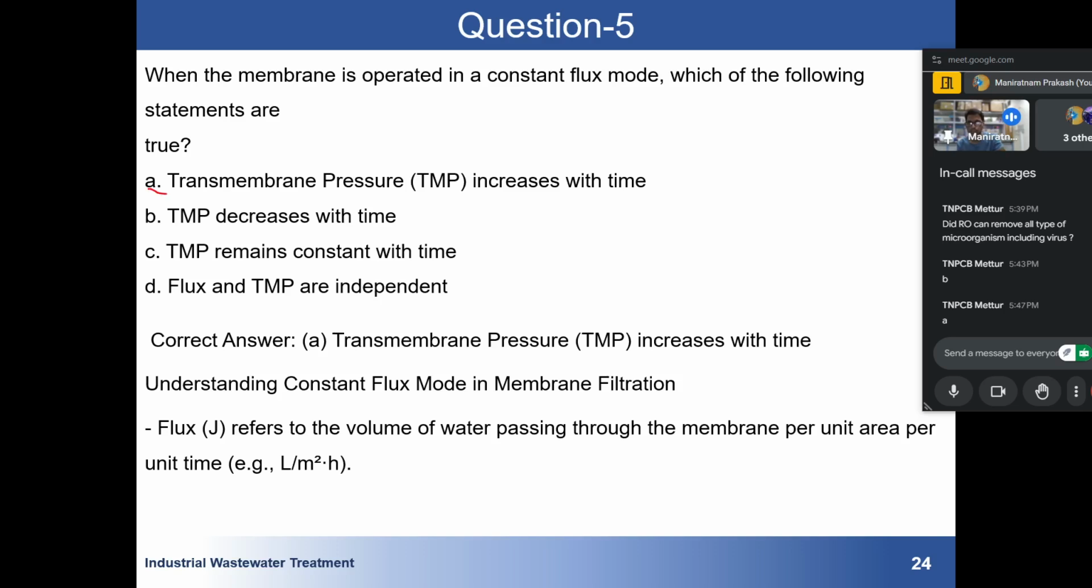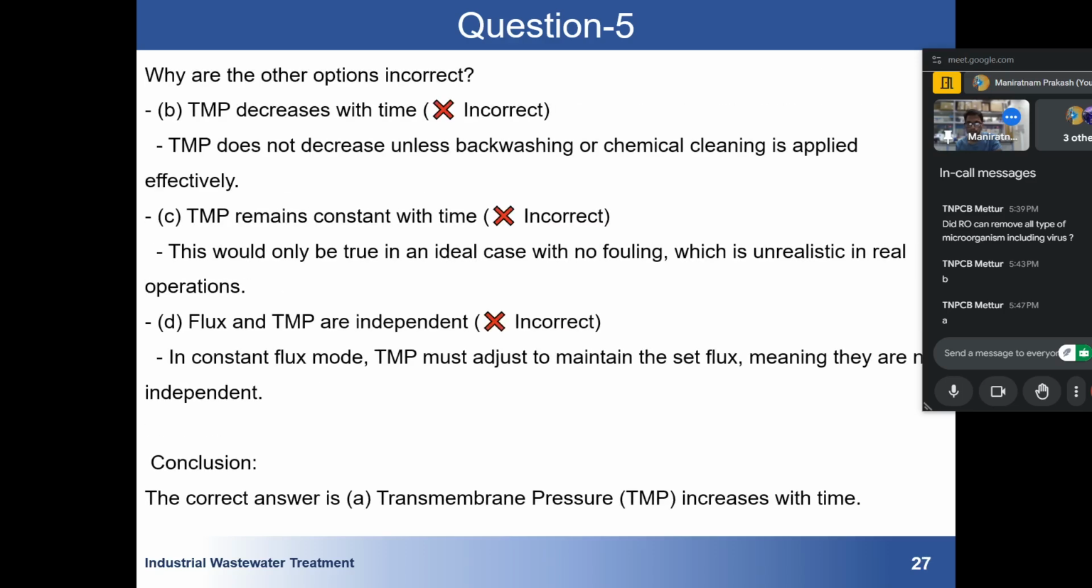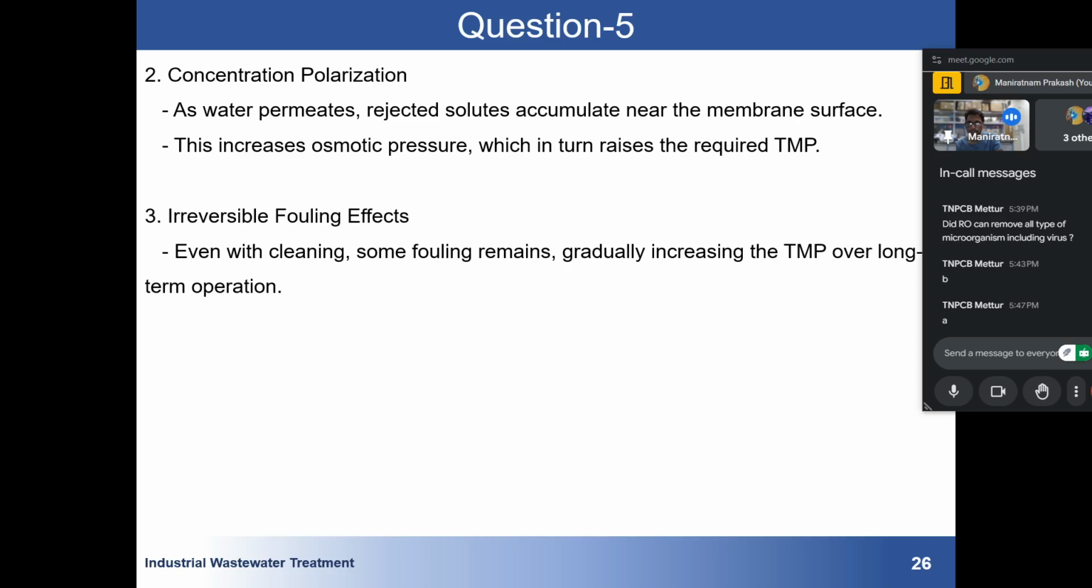The only true one is this. Here they say decreasing? No, it increases with time. Constant with time? No. Okay. These were some of the factors for TMP to increase.